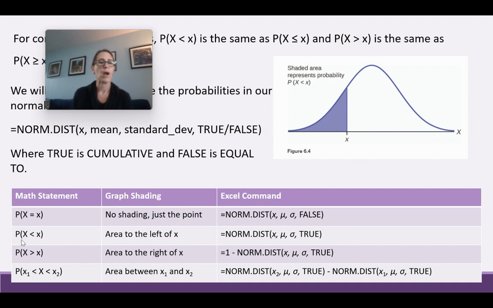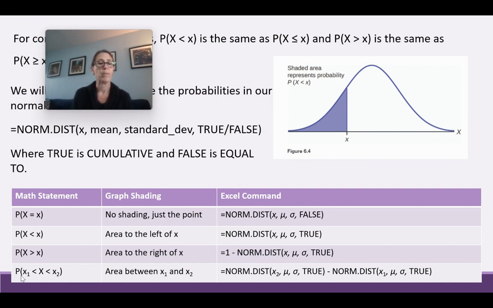If we're looking for a probability that our random variable is less than some value x, that's the area to the left. Okay, so in this picture, it's what's shaded in blue. And we use the NORM.DIST formula with x, mu, sigma, and our word true. If we're concerned with the probability that x is greater than some value, that's the area to the right of x. That would be represented by this white area in the graph. And that's when we do 1 minus our normal distribution. Again, x, mu, sigma, and true.